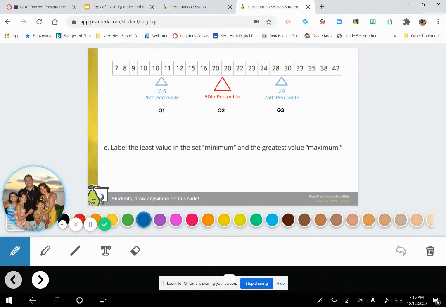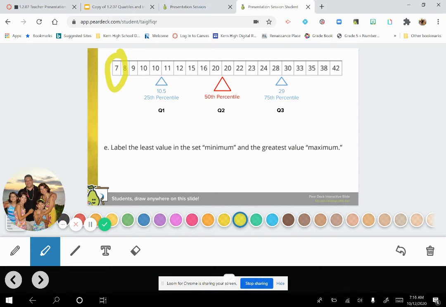Now, the last part is locating the minimum and the maximum. And that's the easiest part of it all. The minimum is our smallest number of the data set. The maximum is our largest part of the data set, 7 and 42. So 7 again is our minimum, our smallest value. 42 is our maximum.